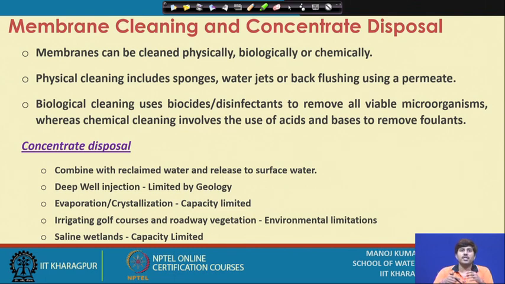It can be used for irrigating golf courses, roadways and vegetation. But there are environmental limitations because there is a lot of salt, and if it deposits on these lands, there is the possibility of other potential environmental problems. And it can go to saline wetlands, which is again capacity limited, in terms of how much you can dispose. So, membrane concentrate, or what we call RO reject, is a big environmental issue. People are working towards seeing how we can deal with these things.